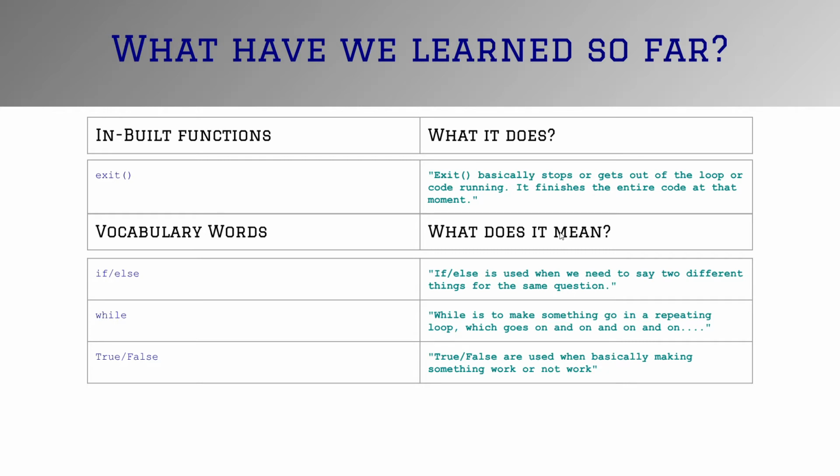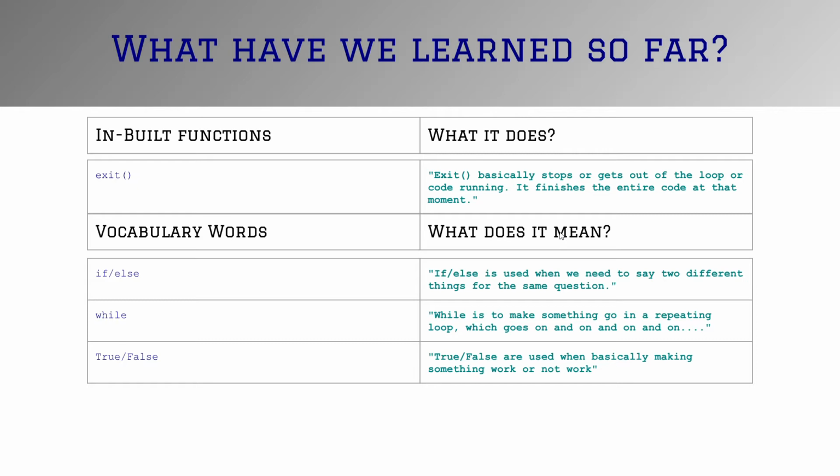We've learned about one inbuilt function called exit and some vocabulary words called if, else, while, and true, false. We also learned about continue, but that's very similar to exit except the total opposite. Exit basically stops or gets out of the loop or code running. It finishes the entire code at that moment. Continue does the total opposite. It basically continues on and keeps on going.